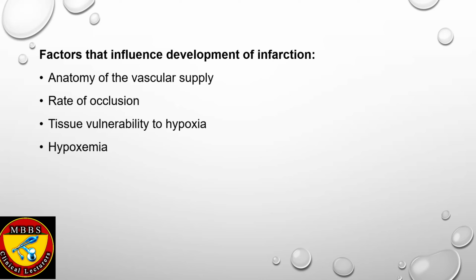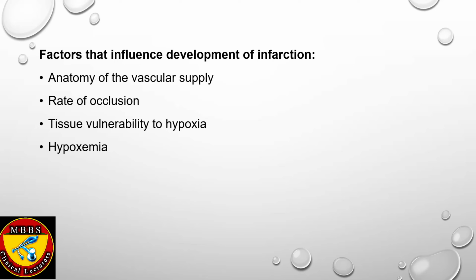Okay. So the last part of this lecture is about the factors that influence development of infarction, that is, the anatomy of the vascular supply. You know that certain organs like lungs and liver have dual supply, like the lung, which has pulmonary artery and bronchial arterial supply, and the liver with hepatic artery and the portal vein. So these organs are relatively resistant to infarction, whereas in contrast, solid organs or tissues which have a single arterial supply, like kidney and spleen, are more prone to infarction.